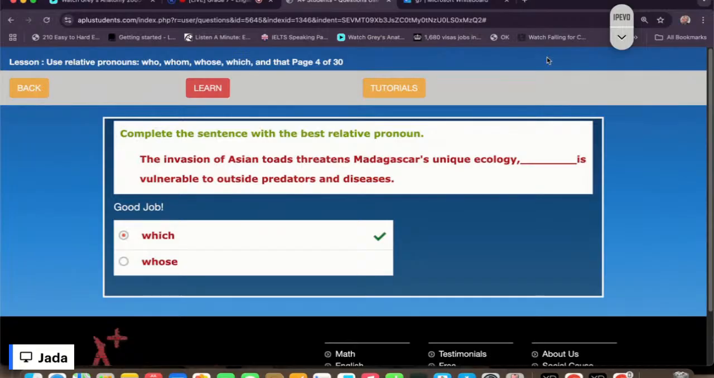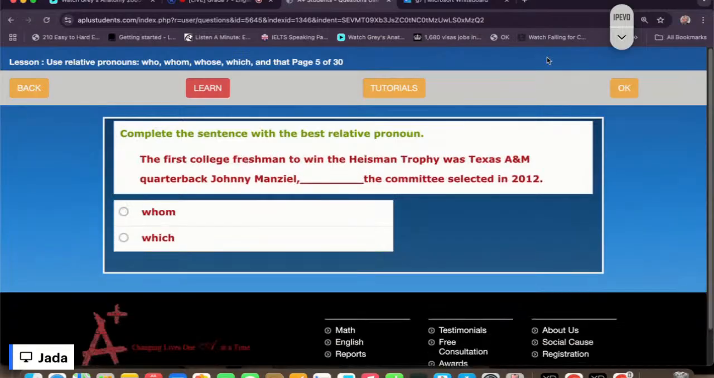Okay, we have which. The first college freshman to win the Heisman Trophy was Texas A&M quarterback Johnny Manziel, dash the committee selected in 2012. Whom or which?